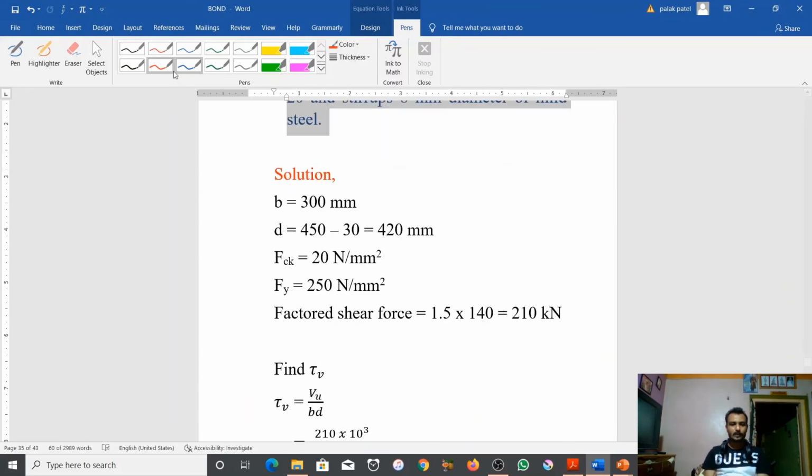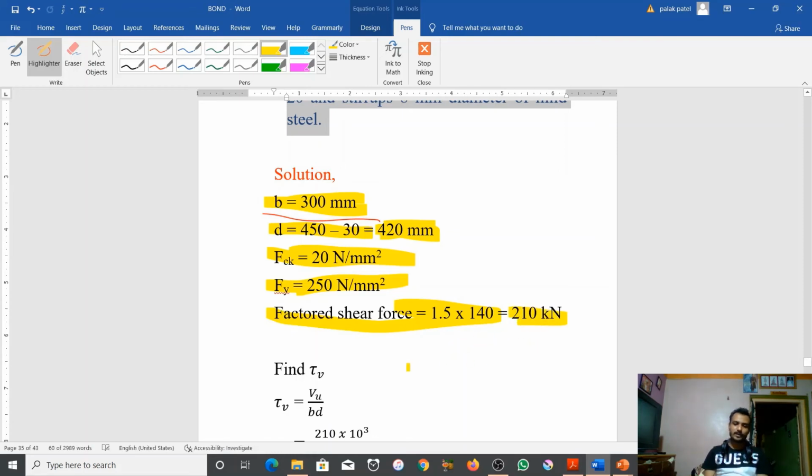Okay, here width is given 300 mm, depth is 450 minus 30, so 420 is effective depth. fck 20 Newton per mm square, fy 250 Newton per mm square. Shear force is given, so we have to calculate factored shear force, 1.5 into 140. So 210 kilonewton is the factored shear force.